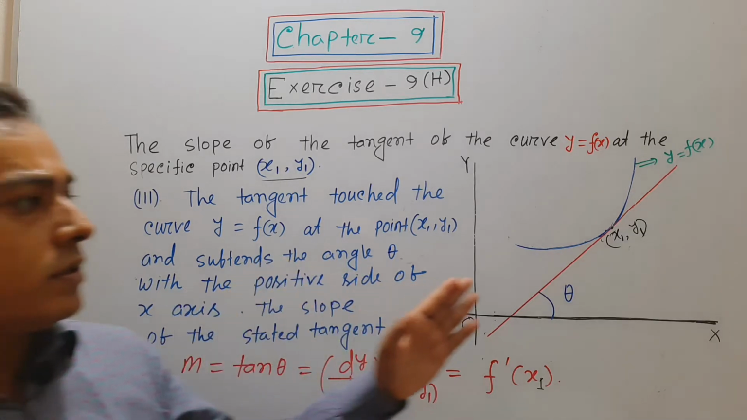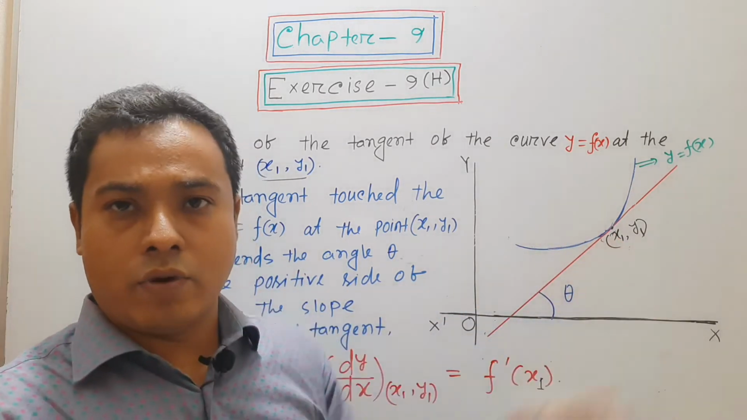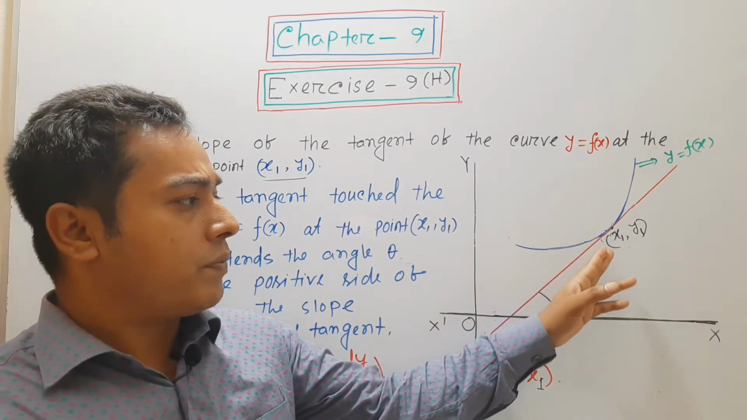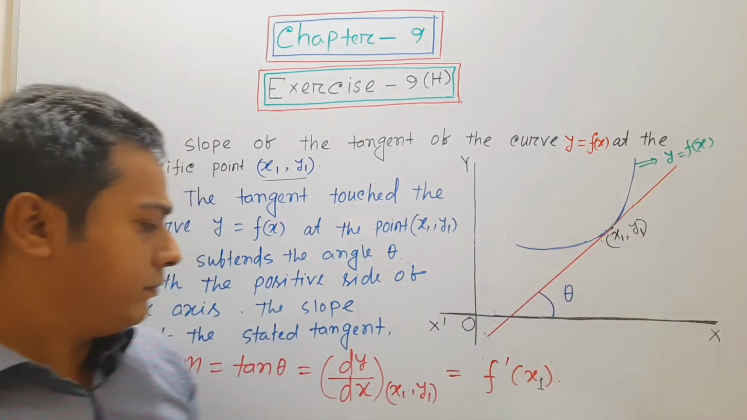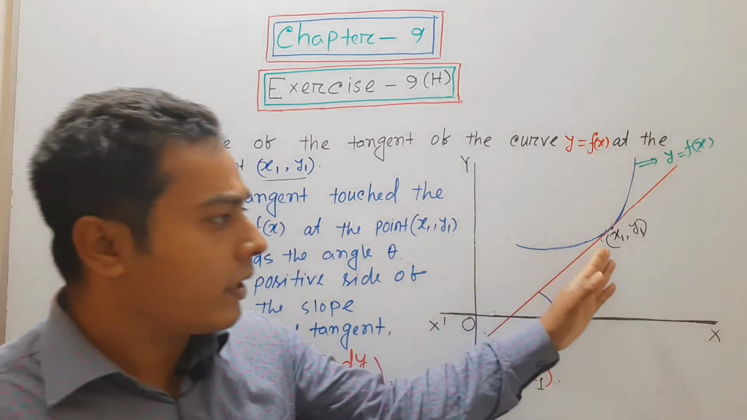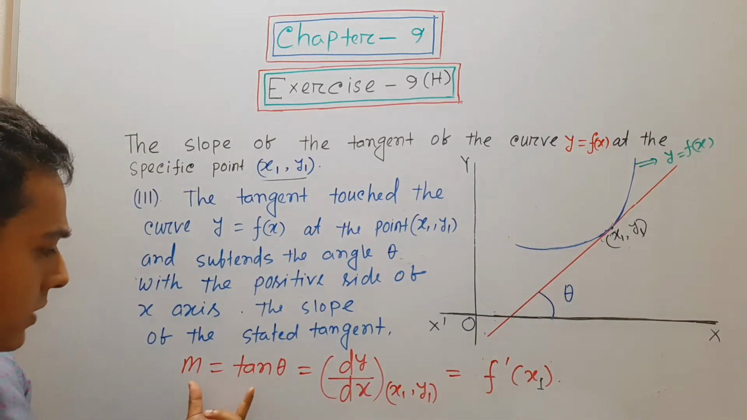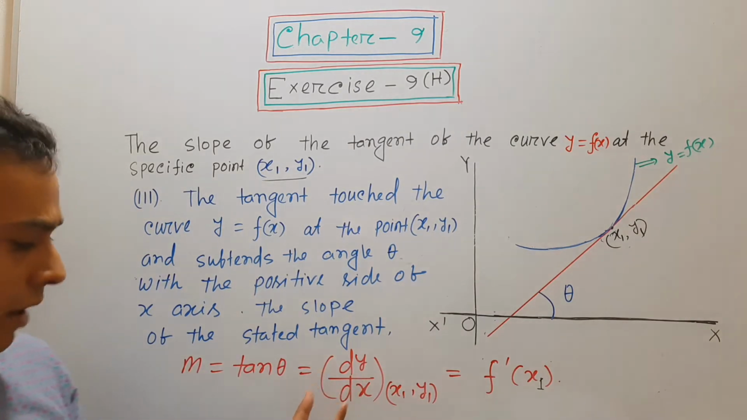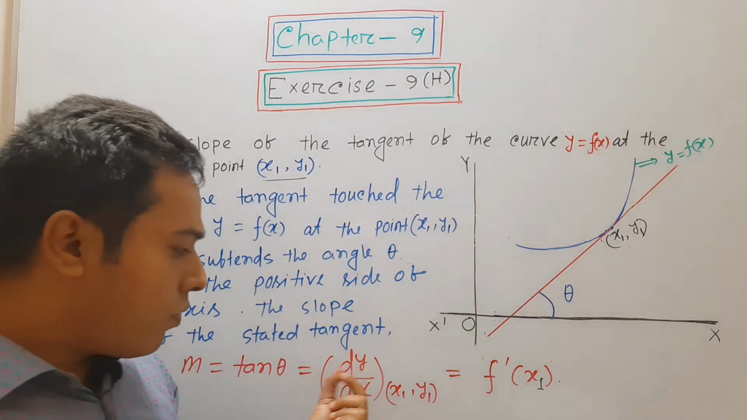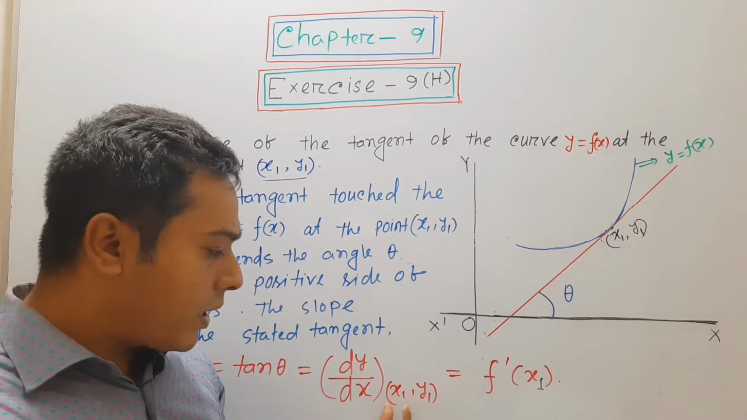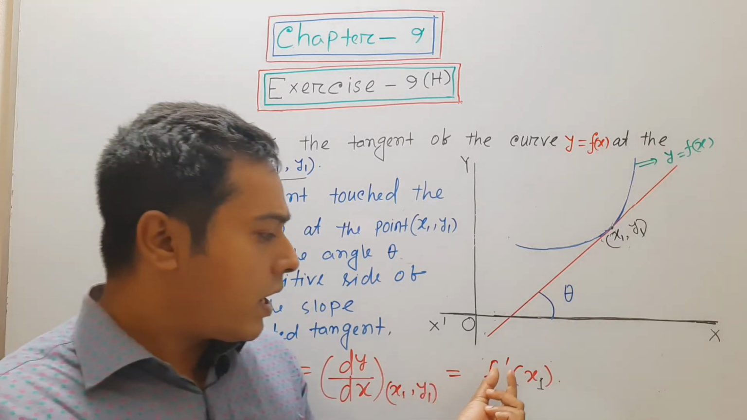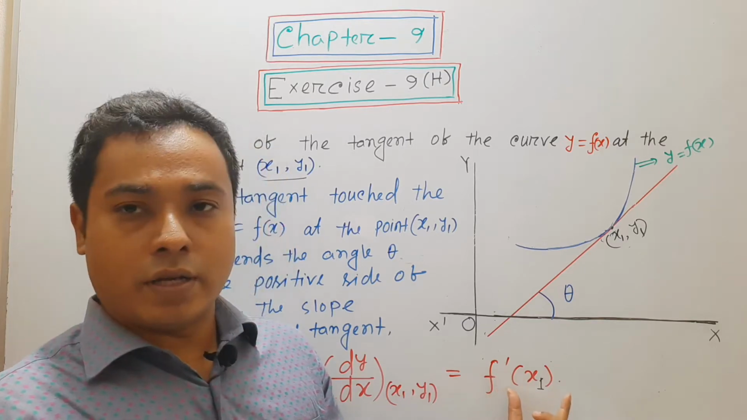Now rule number 3. If the point is x1 y1, a certain or particular point x1 y1, then the slope m is equal to tan theta. By differentiation, we can write dy/dx at the point x1 comma y1 is equal to f prime x1.